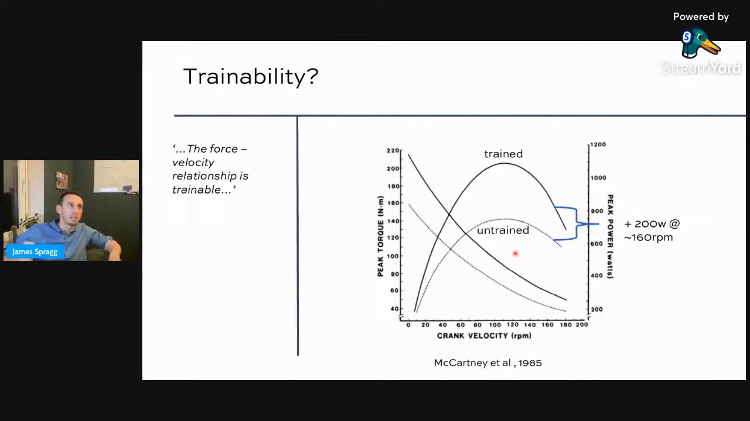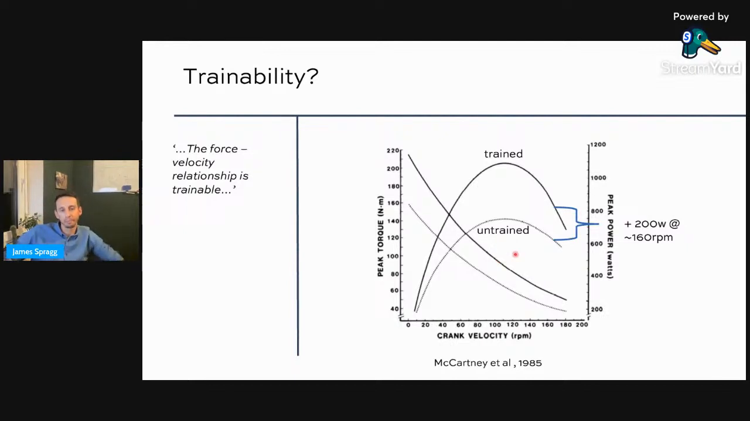McCartney and colleagues back in 1985 looked at an untrained group and a trained group, and then looked at differences in the force velocity relationship between those groups. The lighter dotted line is the untrained athletes, and the darker line is the trained athletes. You can see essentially an upward shift. The trained athletes are producing just more power at the same velocities. The peaks of these two curves occur at the same sort of velocity, probably around 110, 120 RPM. But these athletes are stronger, so they can produce more force at the same velocity, and as a result, more power.